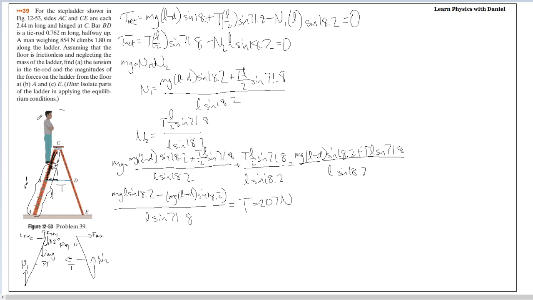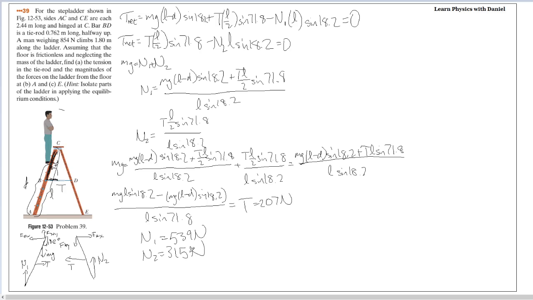The last two parts, which are N1 and N2, are much easier because now we can just plug our value of T into these equations, which should give you that N1, if you've done your steps correctly and plugged it in right, you should get N1 equals 539 newtons, and that N2 equals 315 newtons.